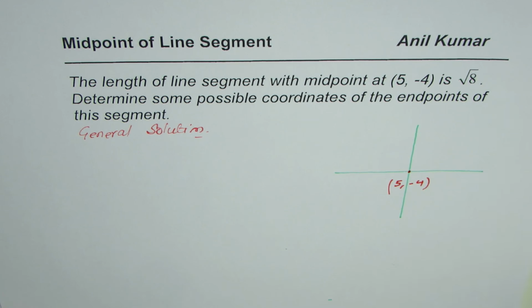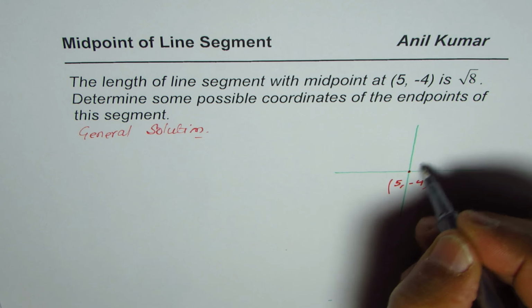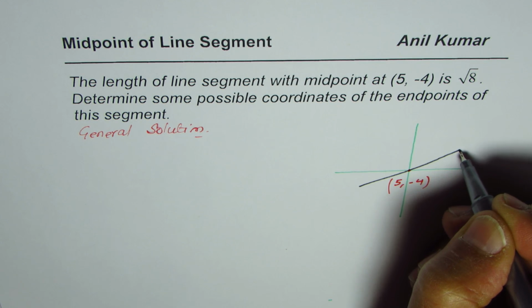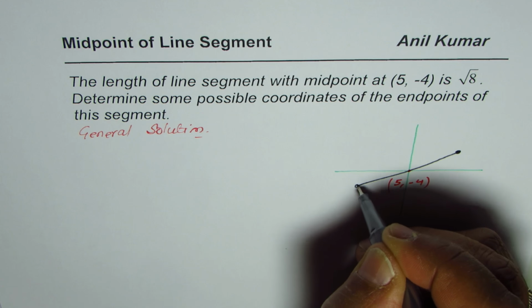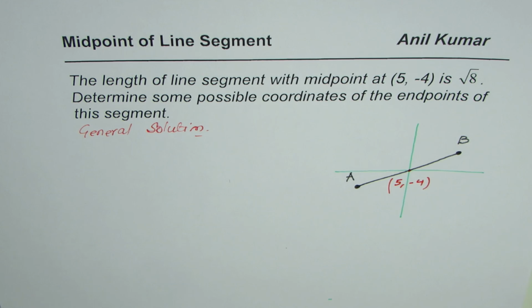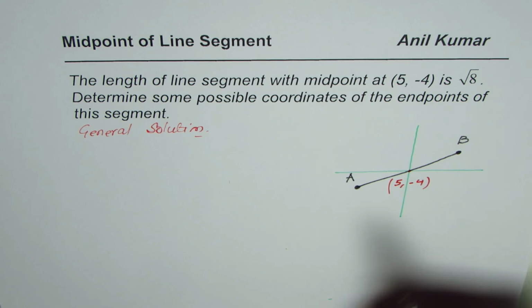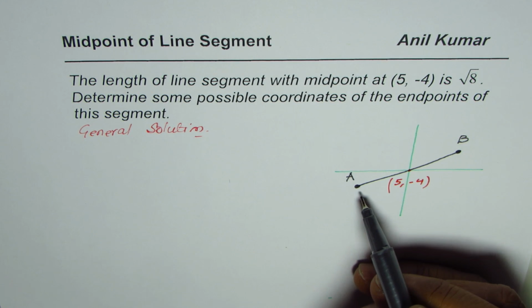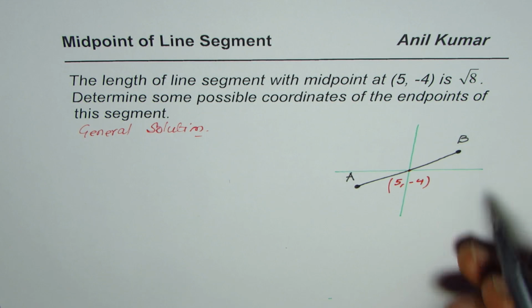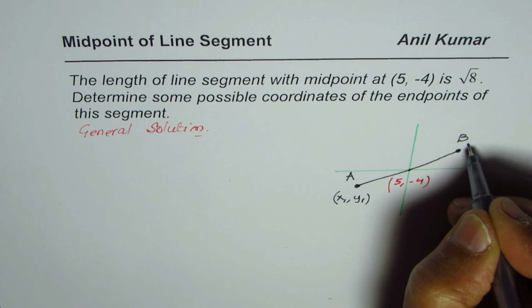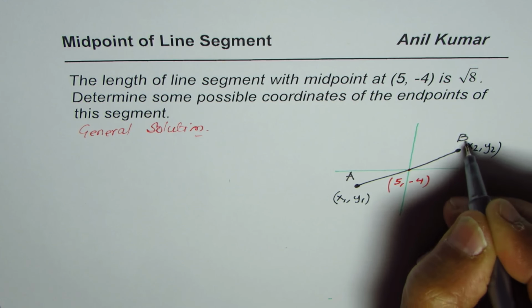Okay, so what we will consider is, just let me sketch a general line here. Let us say this is our line going through the point (5, -4) and these are my endpoints, right? So I'm saying these endpoints are A and B. So let us say this line segment AB has midpoint (5, -4). We need to find the coordinates of points A and B, which are the endpoints, right? So let me write these coordinates as (x1, y1) and (x2, y2).